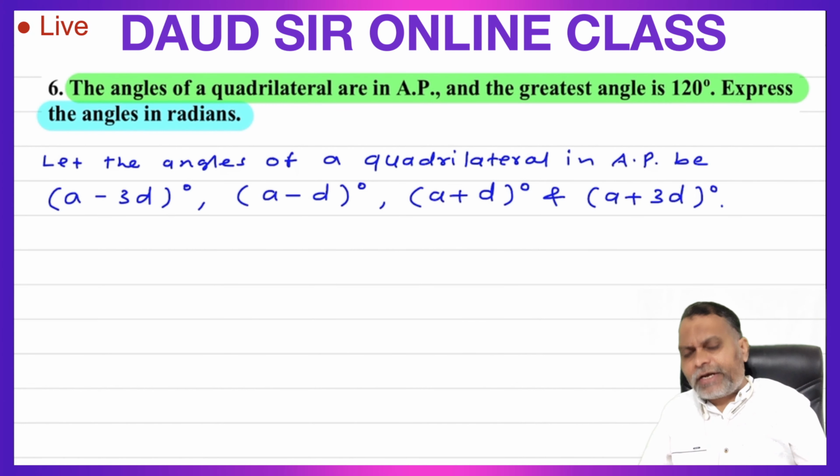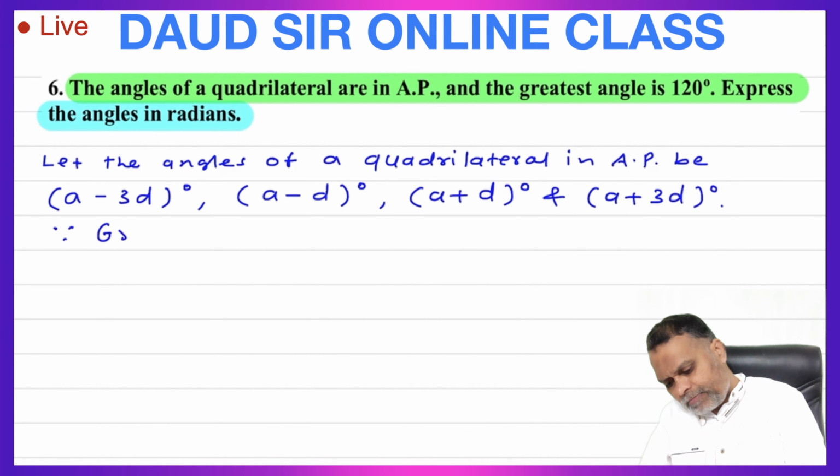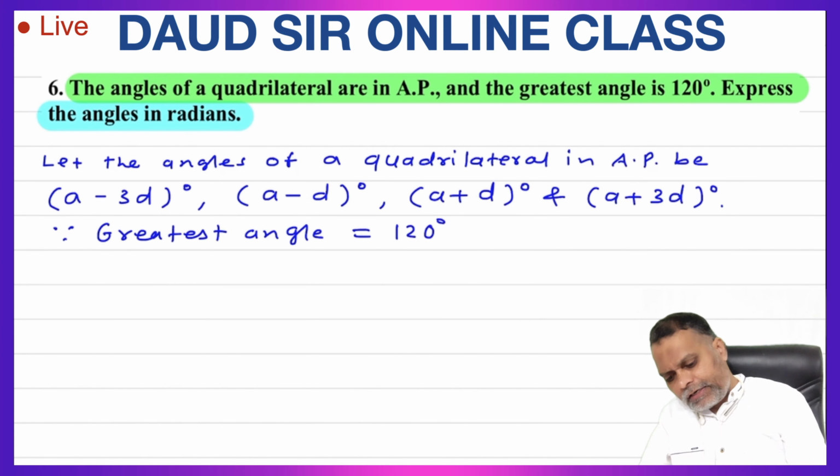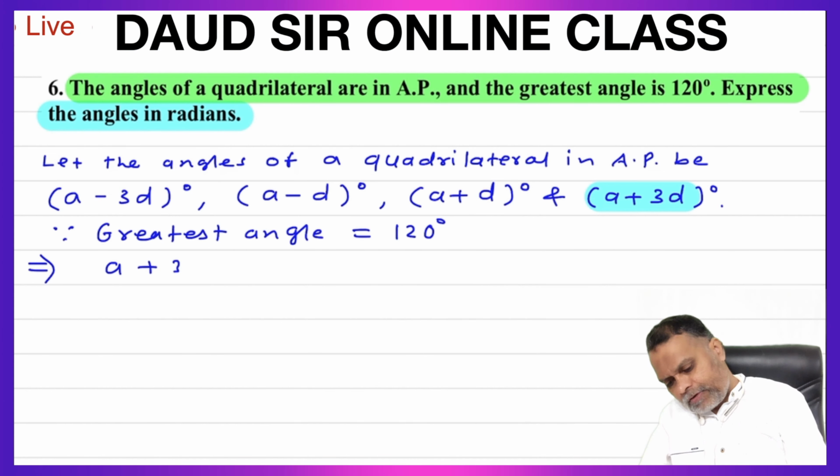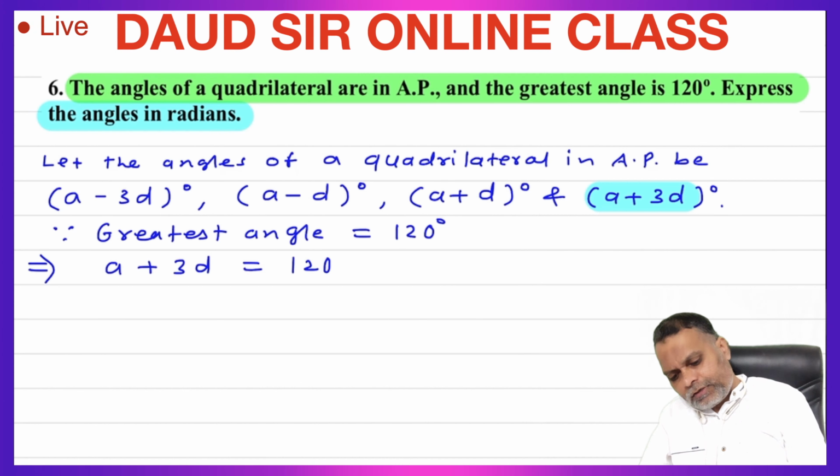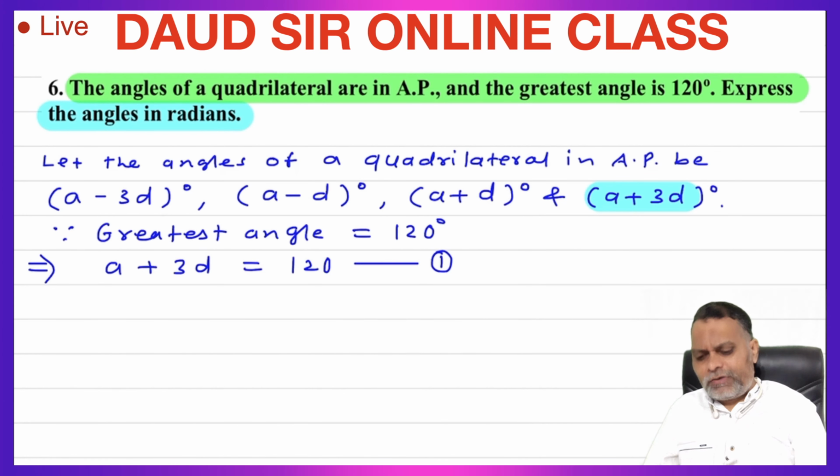So here the greatest angle is given 120 degree. So which angle is greatest here? This A plus 3D is the greatest angle. So A plus 3D is equal to 120. Let's suppose this is equation first. A plus 3D is equal to 120 degree.